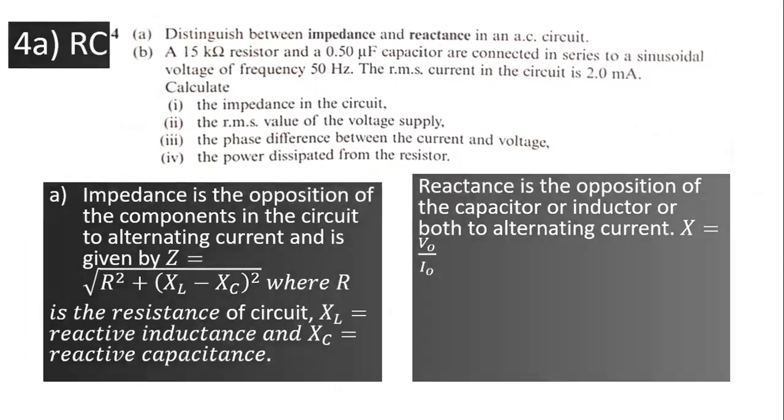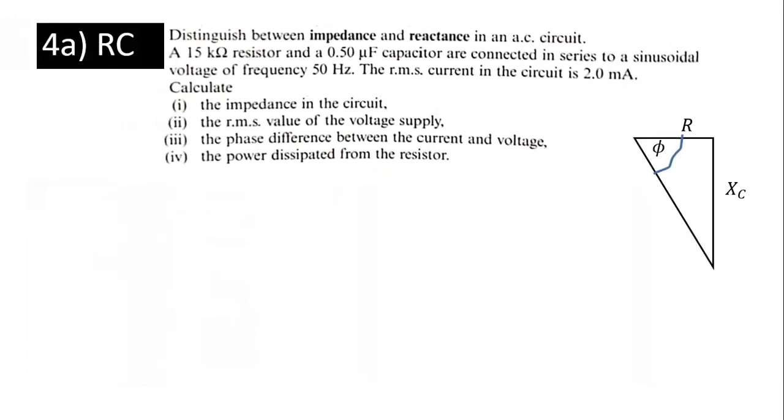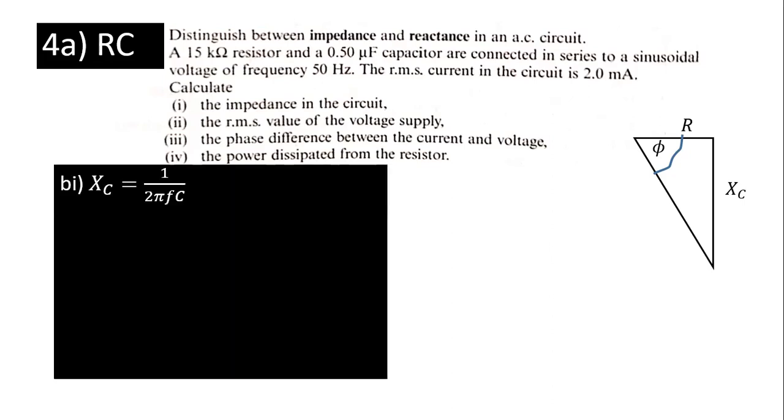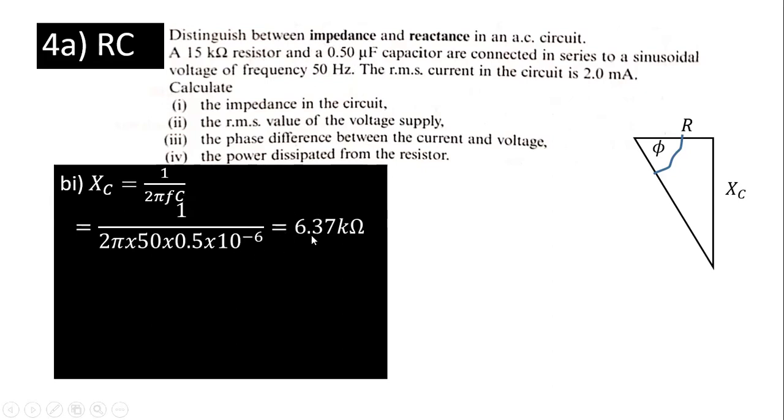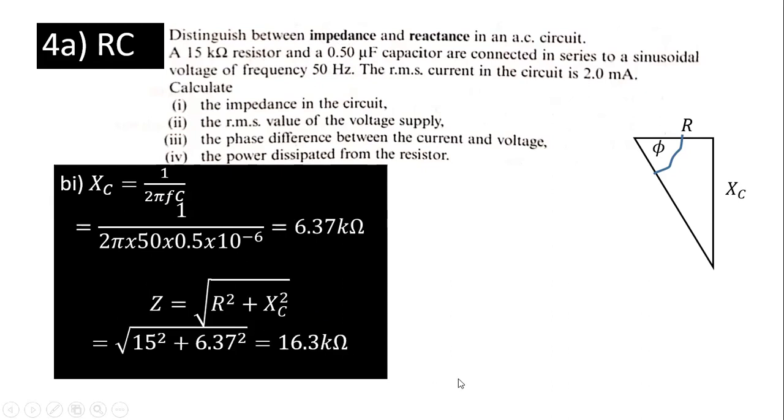Okay, now calculation part. Tell me the answer. Impedance of circuit, what's the answer? Calculate the reactance of the capacitor. Put your value: 2 pi, 50 hertz, C 0.5 times 10 to the power minus 6. Calculate using the calculator and use that equation.